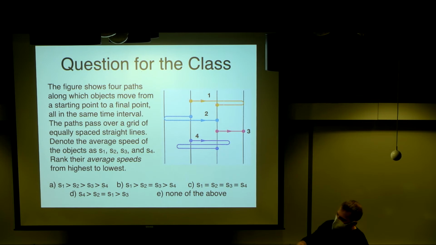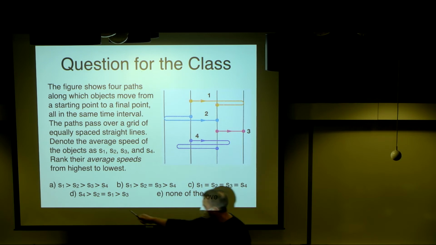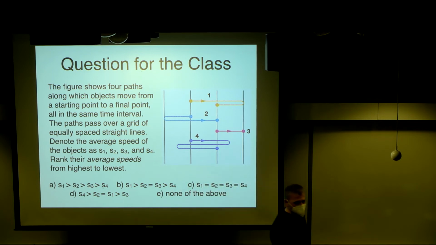Okay, what about object number 3? How many units does it travel distance-wise? 1 unit. What about 4? Yeah, so it's 5-ish. It's not exact, but the point is 4 is clearly the greatest distance, right? So, because we all involve the same amount of time for these different paths, the one that has the biggest distance is the one with the biggest speed. So, object number 4 has the biggest speed, followed by 1 and 2, which are equal, and then followed by 3, which has the smallest speed because it travels the smallest distance.